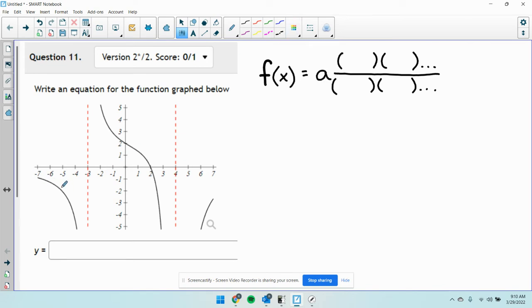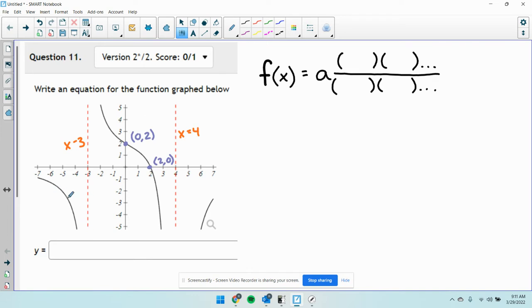So we have, let's see here, one intercept here at (0, 2). And we have another intercept here at (2, 0). So that's going to help us determine one of the factors on the top. This is going to help us determine the constant in front. And then if we label our asymptotes, we have one here at x equals -3, and we have one here at x equals +4.